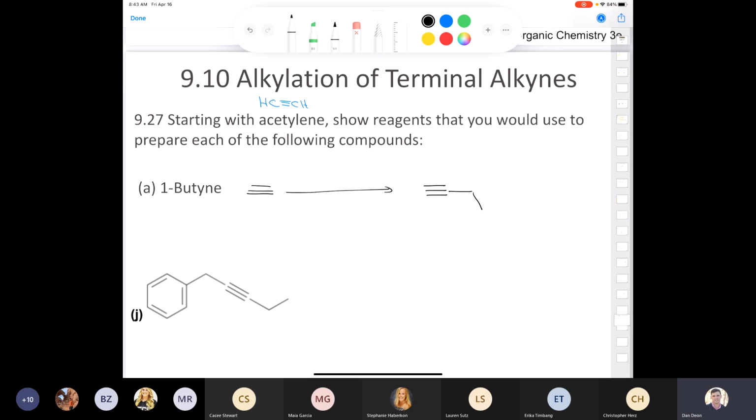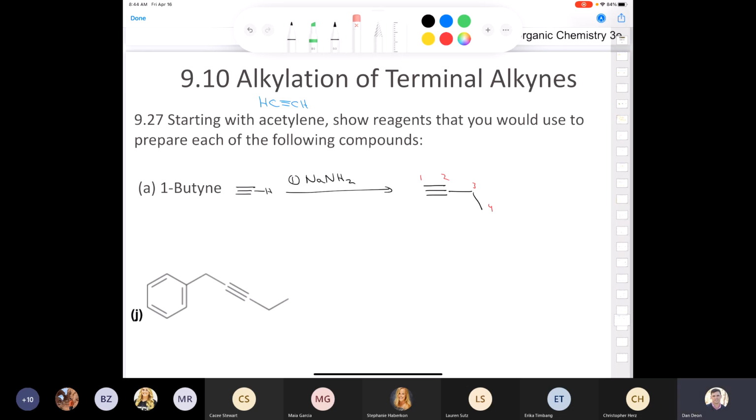You guys know what 1-butyne is? It's a 4-carbon alkyne where the triple bond is on the first carbon, right? 1, 2, 3, 4, 1-butyne. Anyhow, what are we going to do? Well, the first thing we would do is deprotonate. We're going to remove one of the protons off of acetylene using sodium amide. Okay, what would that give us?